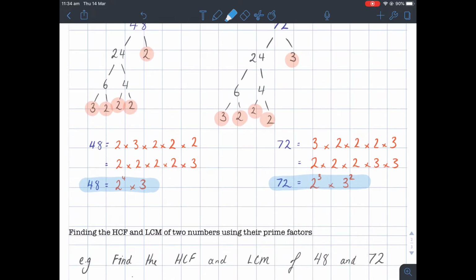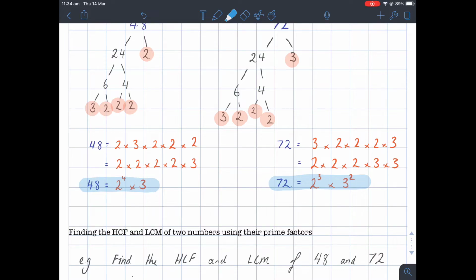What we're now going to look at is how we can use these prime factors to help find the highest common factor and lowest common multiple of 48 and 72. Now for the highest common factor, some of you may have already calculated that, and sometimes when we've got two numbers that are relatively small, like 48 and 72, it is quite straightforward to find the highest common factor without having to use prime factors.